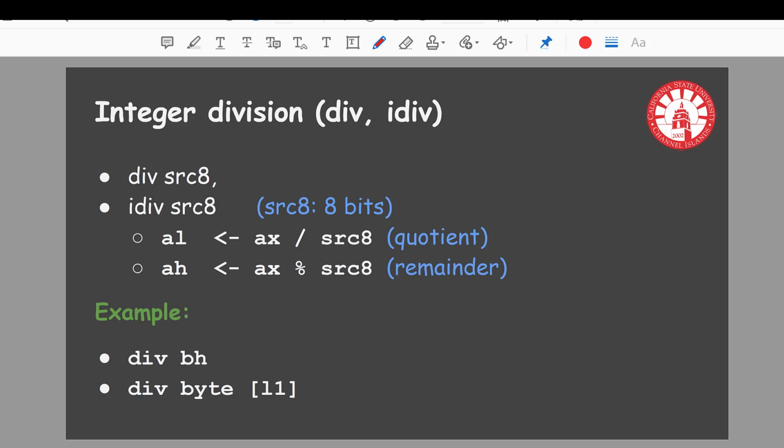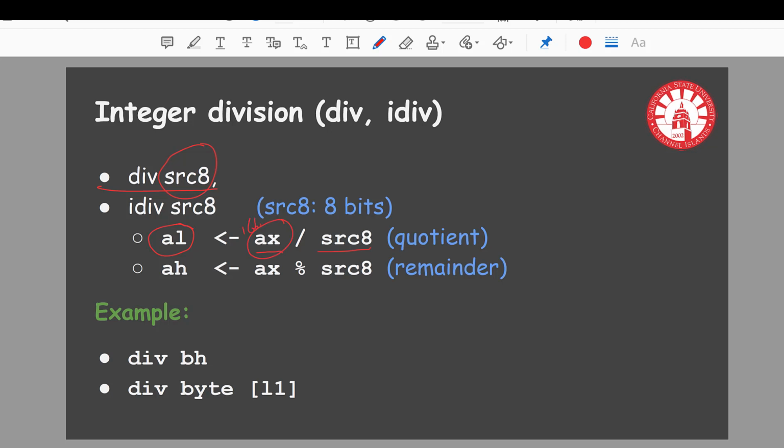Let's start with this syntax. Division source 8. When the source is 8-bit, what's going to happen? Again, as you can see from here, register AX is always involved. So when you say div source 8, it takes the register AX, it divides it with your source or your operand, and it puts the result in the AL register. As you can see here, the resulting container AL is half of AX.